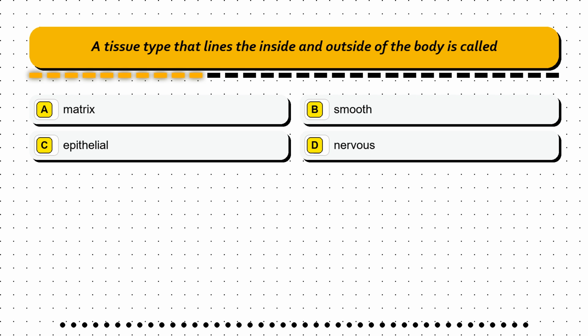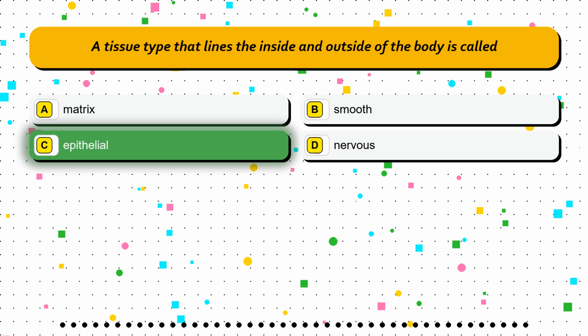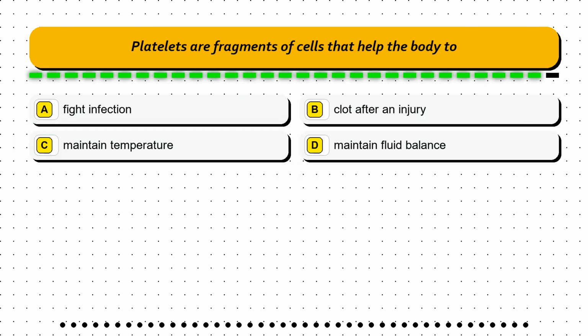Question 7. A tissue type that lines the inside and outside of the body is called: Option A, matrix. Option B, smooth. Option C, epithelial. Option D, nervous. The correct answer is option C, epithelial.